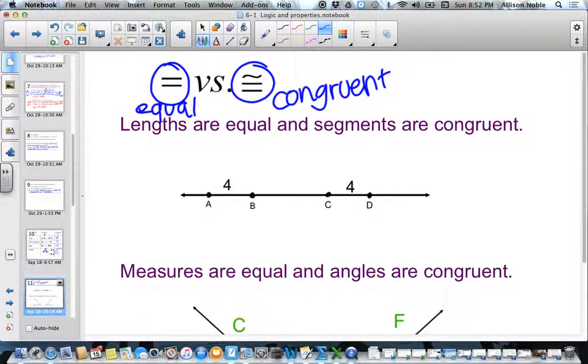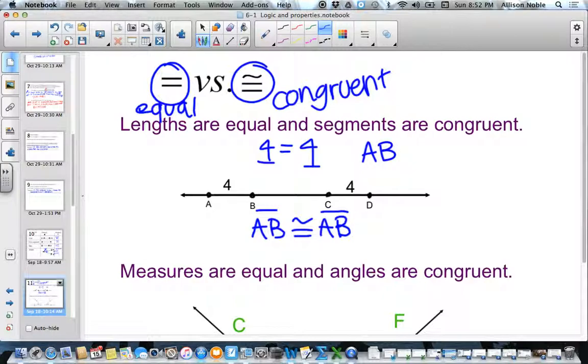So we would say 4 is equal to 4, but we would say line segment AB is congruent to line segment CD. If you do not write the line on top of the AB, then technically it is representing the measure, so it would be representing 4. So you could say AB is equal to CD. That would mean the measure of AB is equal to the measure of CD, but with the line on top of it, you would need to have a line over your equal sign to make it a congruent statement.